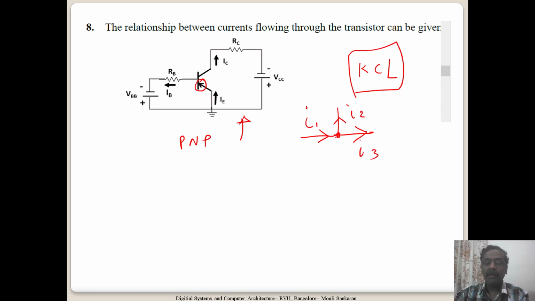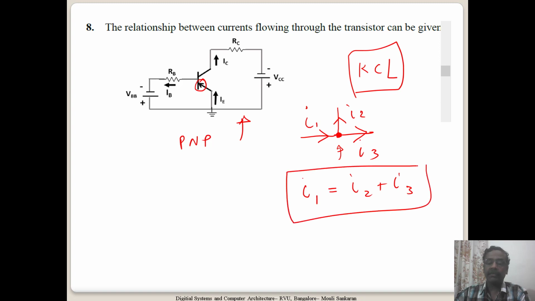Now, whatever is coming in has to go out because there is no storage that can happen within the point, which is a basic conservation of energy. So whatever comes in has to go out. So here I1 is coming in, that needs to go out as I2 plus I3. So this is Kirchhoff's current law.